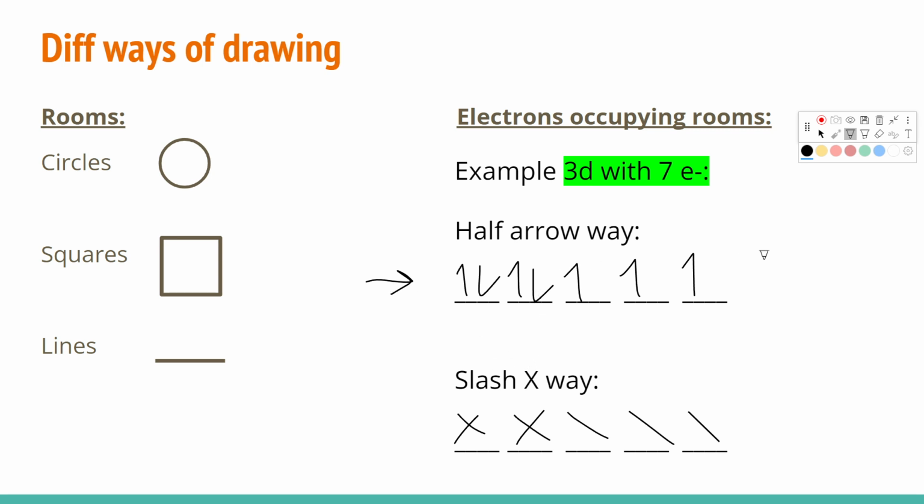The AP test would take both. I'm personally going to use the half arrow way because that's what you're going to see more in college, if you need to use this anymore besides in general chemistry. But again, you could do the slash way too. It's the same thing.